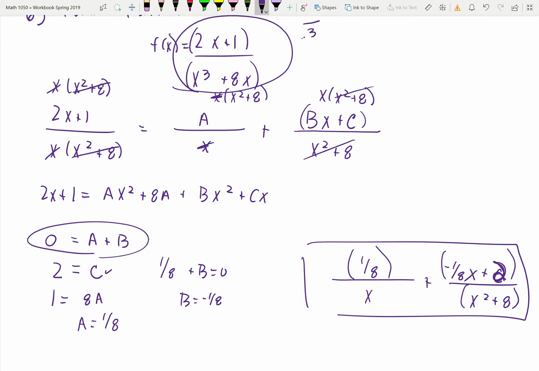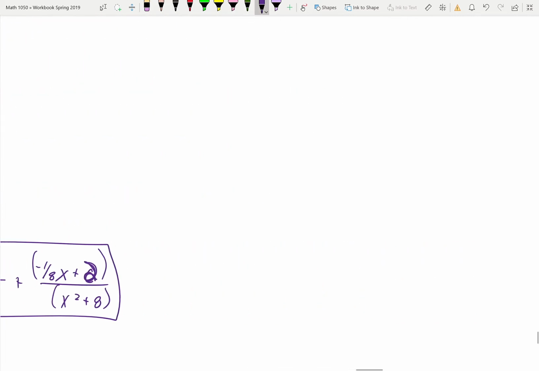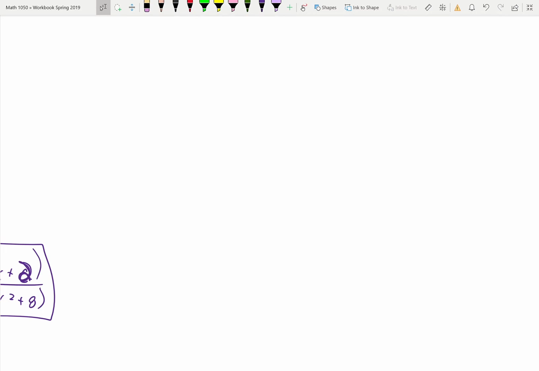So go parenthesis, 1 divided by 8, close it, divided by x enter, plus parenthesis, negative 1 divided by 8, x enter, plus 2, close it, divided by parenthesis, x enter, squared, plus 8, close it, enter, I got 0.3. So there is no question in my mind that I got that right. Okay? Okay, here is number 7.